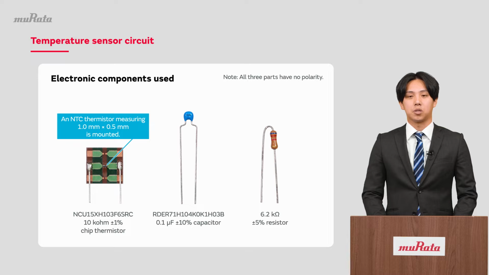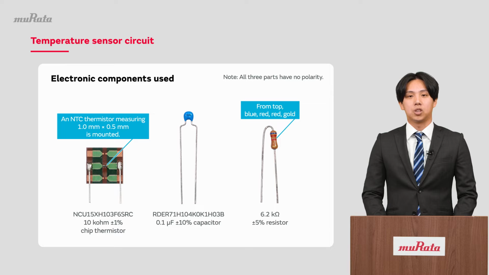The first is a 1005 thermistor chip. We will mount this on the board. Next is a 0.1μF leaded capacitor marked 104, produced by Murata Manufacturing. Then there is a 6.2 kΩ leaded resistor with a blue-red-red-gold marking.